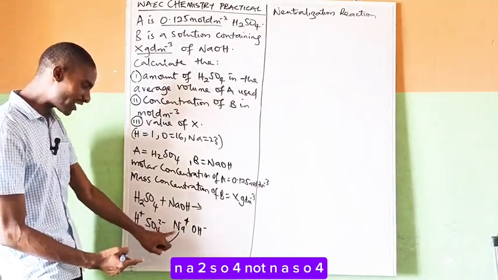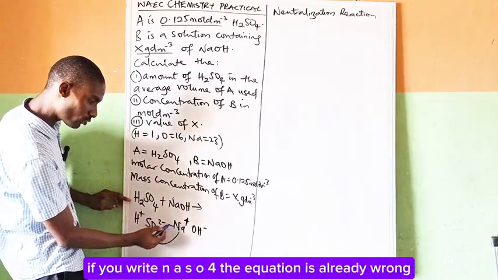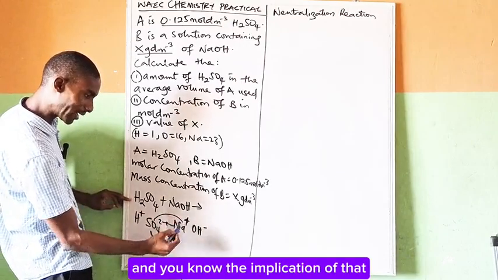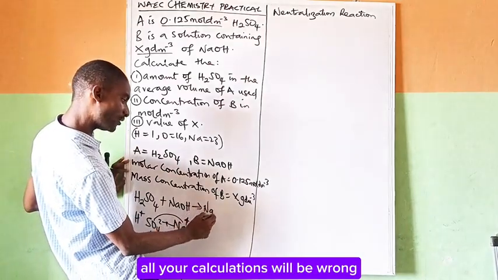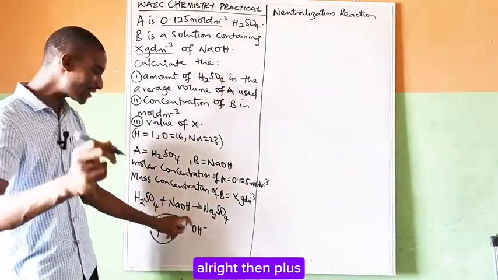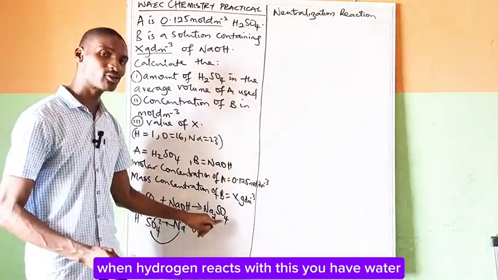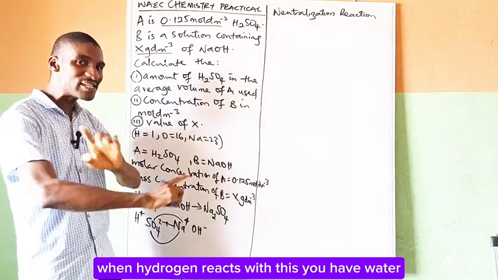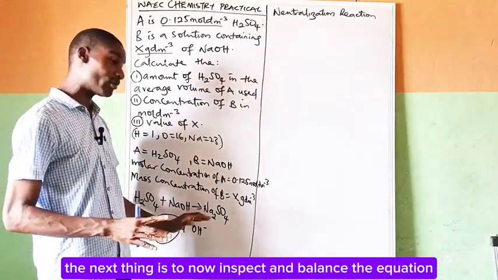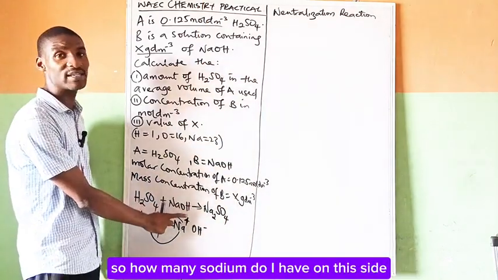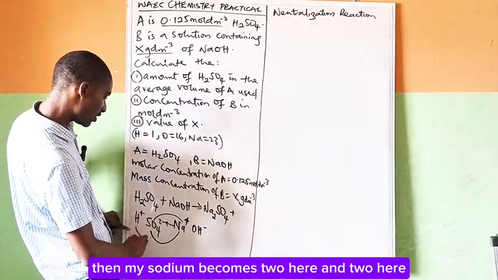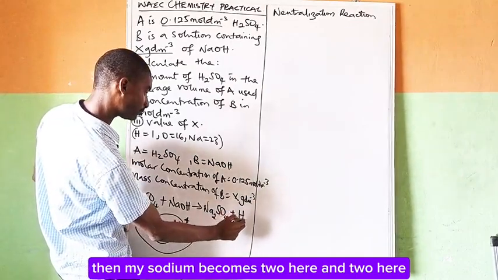When they come together, they will exchange their oxidation numbers. So this sodium will carry the oxidation number 2, while this SO4 will carry 1. So if you are going to write it, it will be Na2SO4. Take note: Na2SO4, not NaSO4. If you write NaSO4, the equation is already wrong, and all your calculations will be wrong. That is why you have to be very careful with this balanced equation. Then plus, when hydrogen reacts with the hydroxide, you have water.